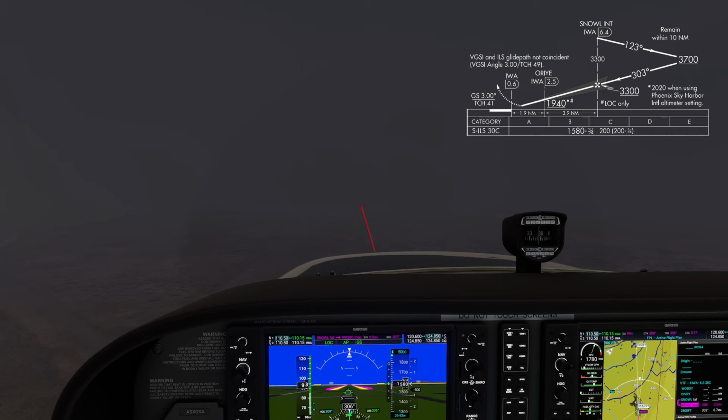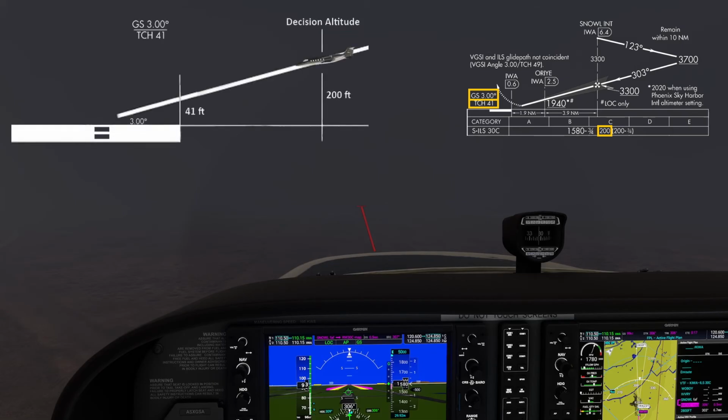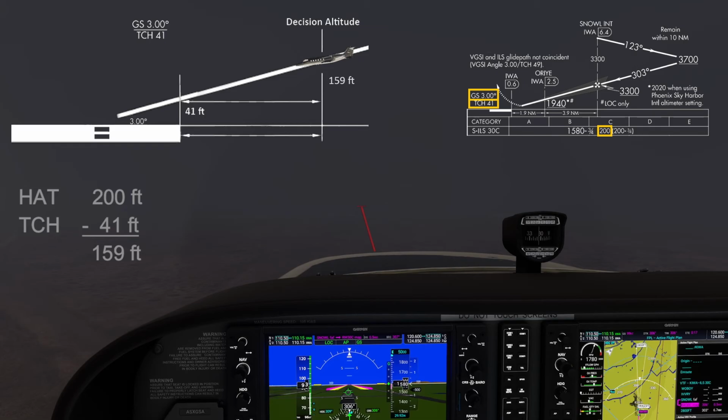Looking at the approach plate, we can determine that when we arrive at DA on the glide slope, we will be 200 feet above the touchdown zone elevation on a 3-degree glide slope. We see in the profile view of the approach plate that the 3-degree glide slope will give us a threshold crossing height of 41 feet. We can use this information to determine our horizontal distance from the runway when we are at the DA on a typical ILS. We will do this by subtracting the threshold crossing height of 41 feet from the height above the touchdown zone, or HAT, at DA, giving us a new triangle with a height of 159 feet.